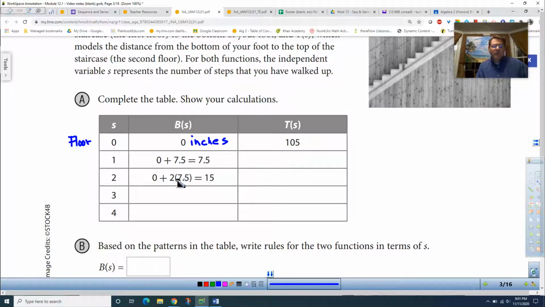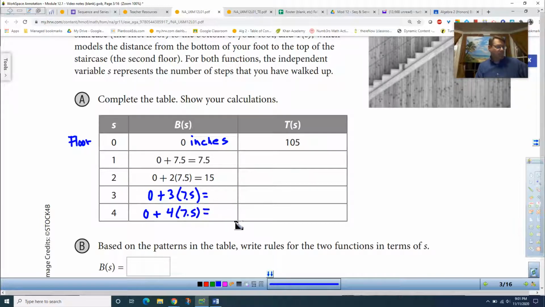Okay, and then what happened here? The 0 is the same, the 7.5 is the same, but this times 2. Oh, because you've done 2 steps, right? So that's where the 2 is coming from. So what do you think is going to happen next? Well, we're going to do 0 plus 3 times 7.5, and then we're going to do 0 plus 4 times 7.5.